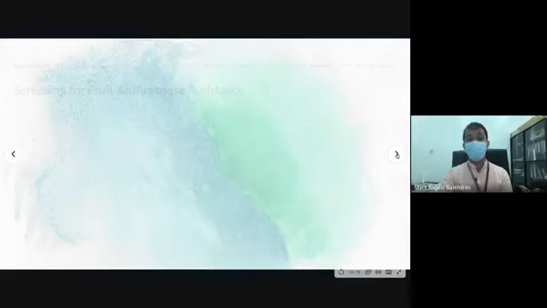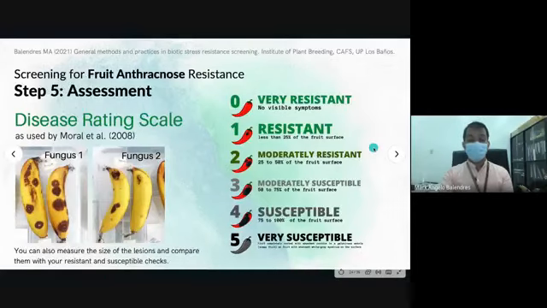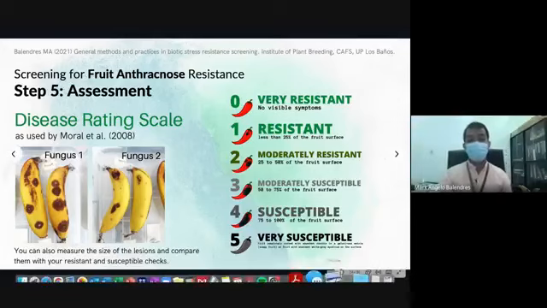Similar to bacterial wilt, we use a screening rating scale, and here we use a rating scale by Morrell et al. Forget the olive fruits, and you can use it with any fruits anyway because it has been standardized. So 0 to 1 is considered resistant, and then moderately resistant for 2. And this is based on the fruit surface infection. So the larger the lesion, the more susceptible the plant or the fruit. So you have number 5 as very susceptible.